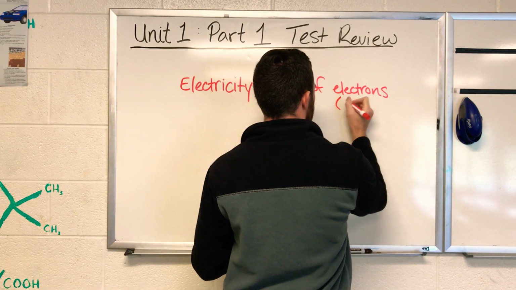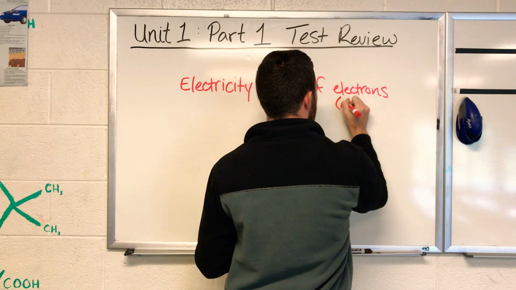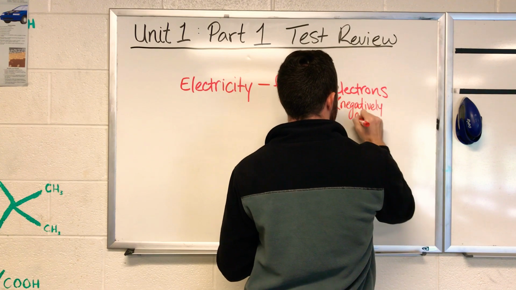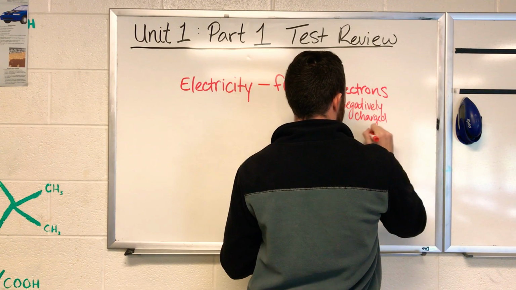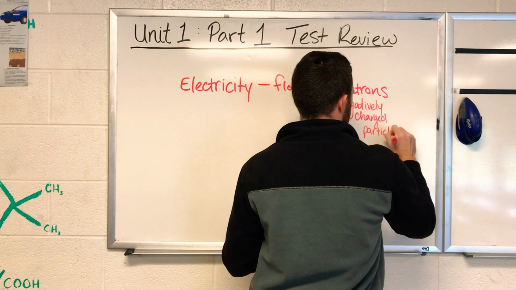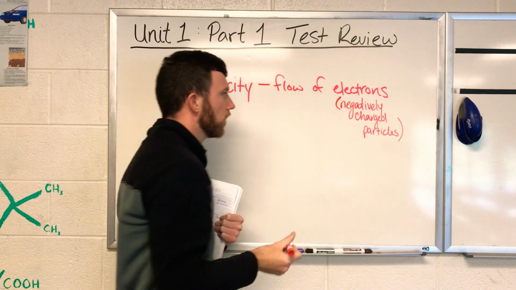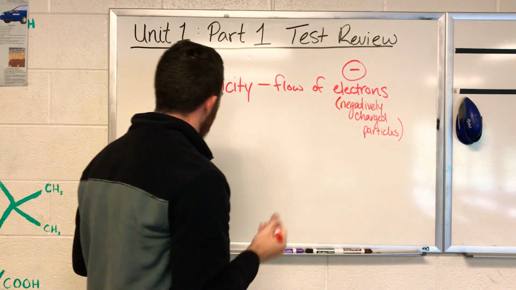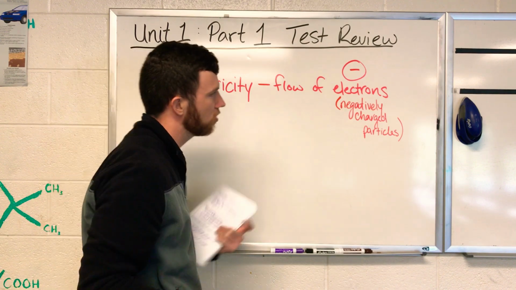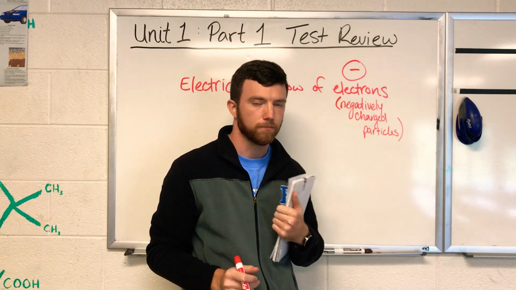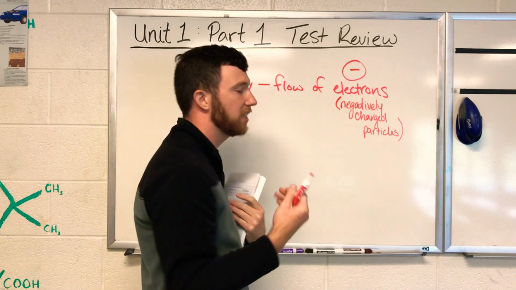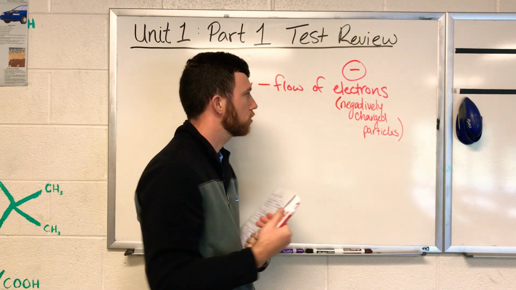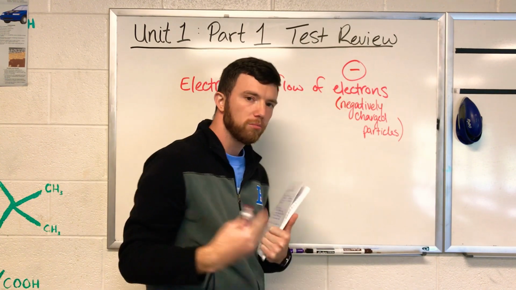Electrons are negatively charged particles. Okay? So when we draw this, that's an electron. It has a negative charge. So electricity is just the movement of these negative charges. So when we have electrical potential energy, we have a collection of these that aren't moving. When we have electrical kinetic energy, these are moving.